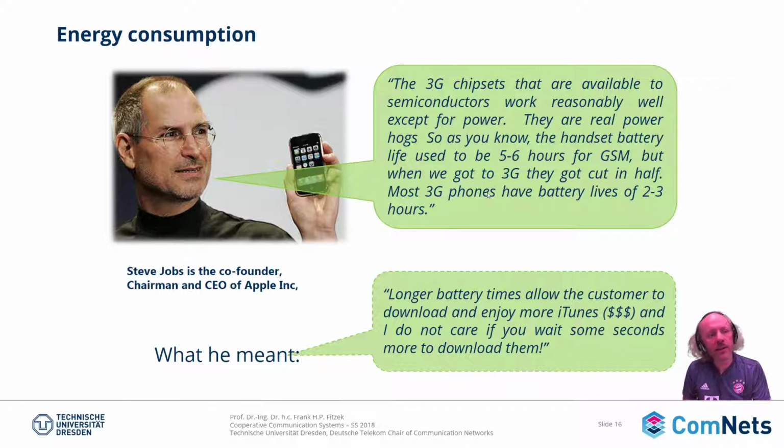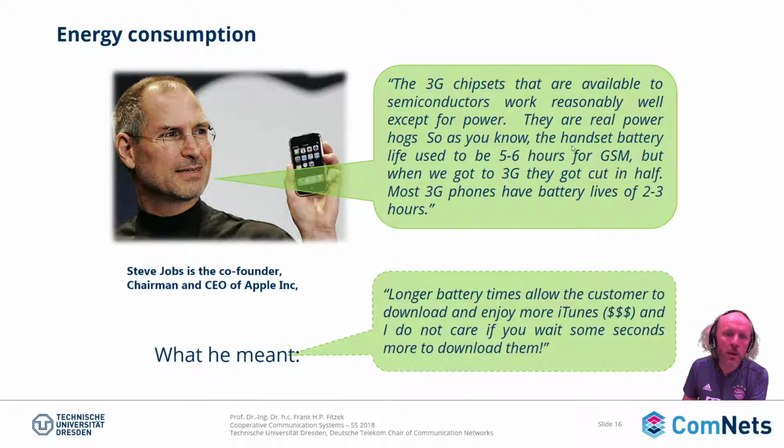If you think about power consumption in mobile phones, interesting quote here by Steve Jobs, who said in the beginning of the iPhone, so that was the time when Apple could not even get more apps on the phone. The new apps came with a web browser, and even though 3G chipsets were available, the iPhones only had a 2G chipset. And Steve Jobs said at the time the 3G chipsets that are available to semiconductors work reasonably well, except for power. They are real power hogs.